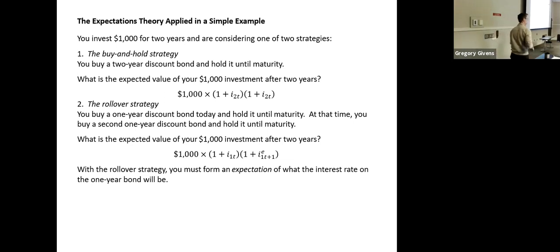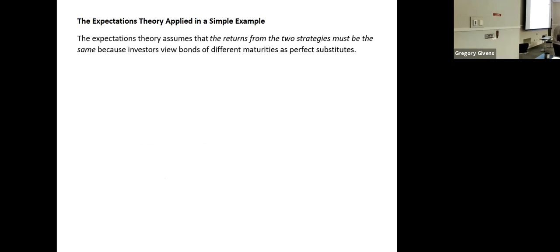Okay. Everybody understand the notation then so far? All right. Here is the punchline then.